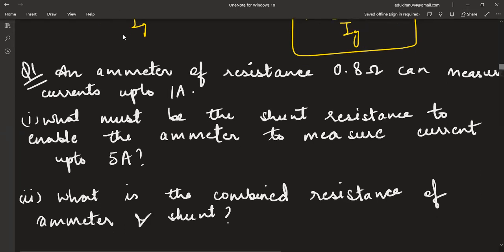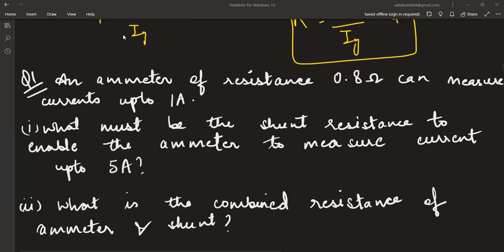See, this question is very simple. It says that an ammeter of resistance 0.8 ohms can measure currents up to 1 ampere. What must be the shunt resistance to enable the ammeter to measure current up to 5 amperes? The second part is combined resistance, we'll see that later. First part, let us calculate.